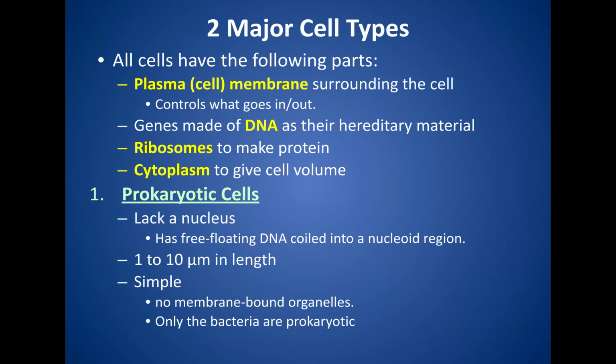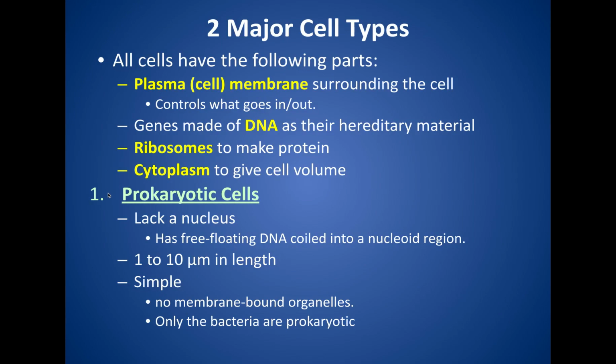And yesterday we just got done talking about the two different major cell types. We talked about things that all cells have in common, and that would be the plasma membrane or the cell membrane. We talked about the fact that all cells have genes made of DNA, that all cells have ribosomes that make protein, and all cells have cytoplasm.